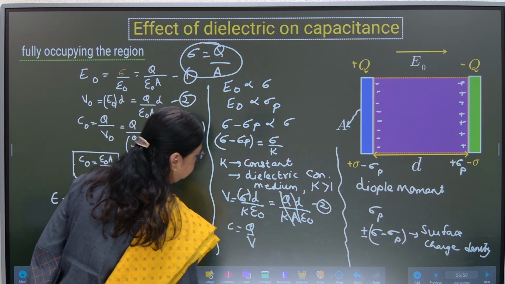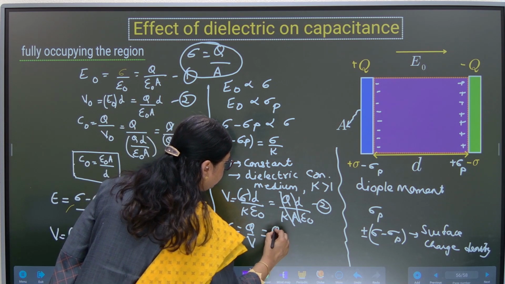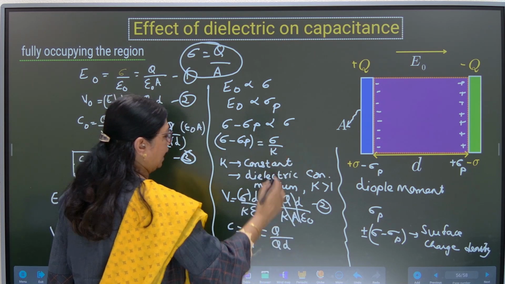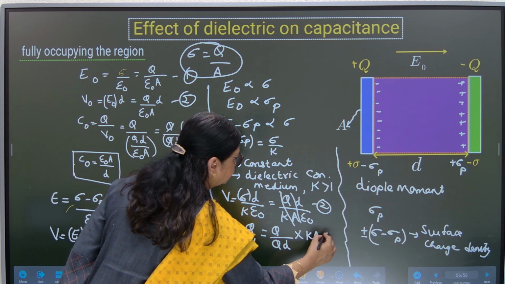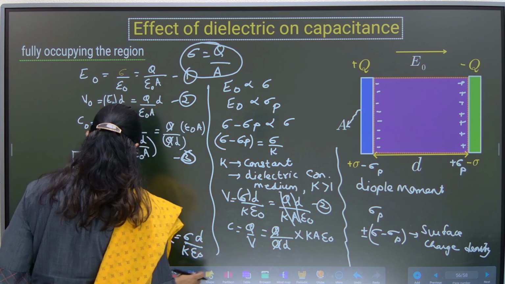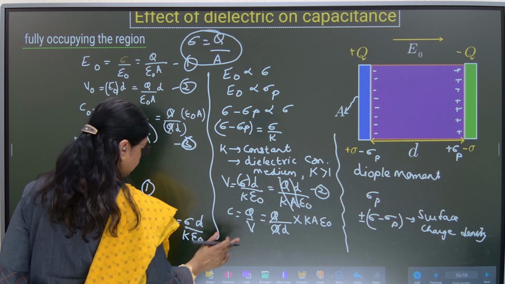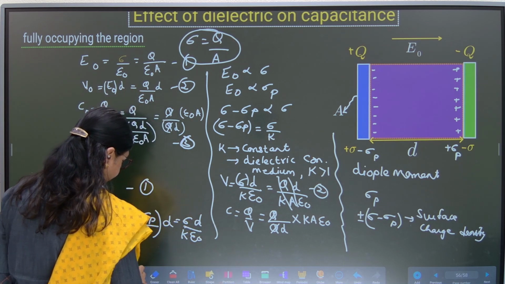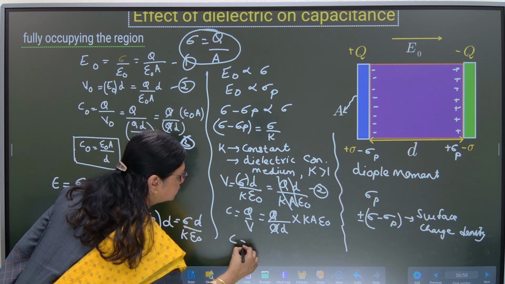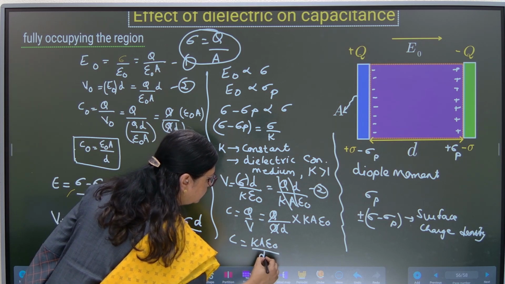Okay. What is V? I substitute from here. So Q upon Qd, taking K A epsilon naught up, I'll write K A epsilon naught. So Q, Q cancel. I've just lifted the board up so that you can see. Finally, I have C is equal to K A epsilon naught upon d.